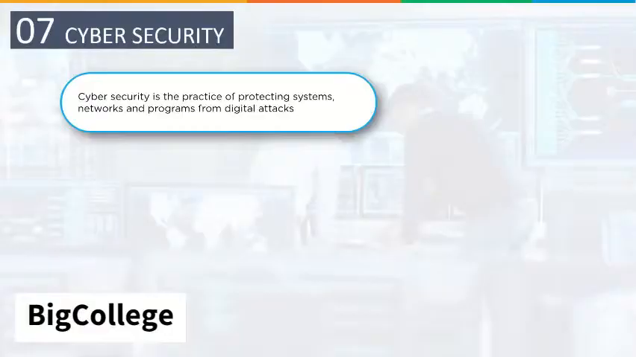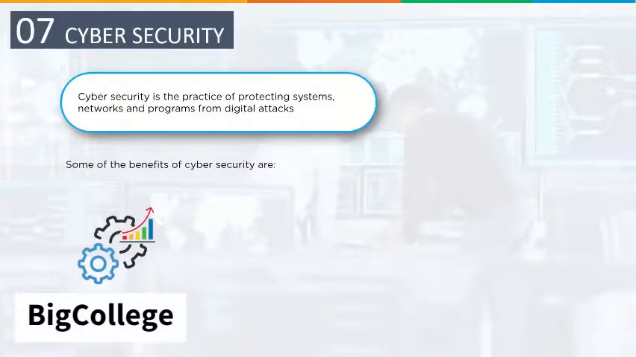At number 7, we have cybersecurity. Now the concept of cybersecurity doesn't need a big introduction because of how much focus it's been on for the last few months. Now it's the practice of protecting systems, networks and programs from digital attacks. Now, this is very important as it can make or break your organization.